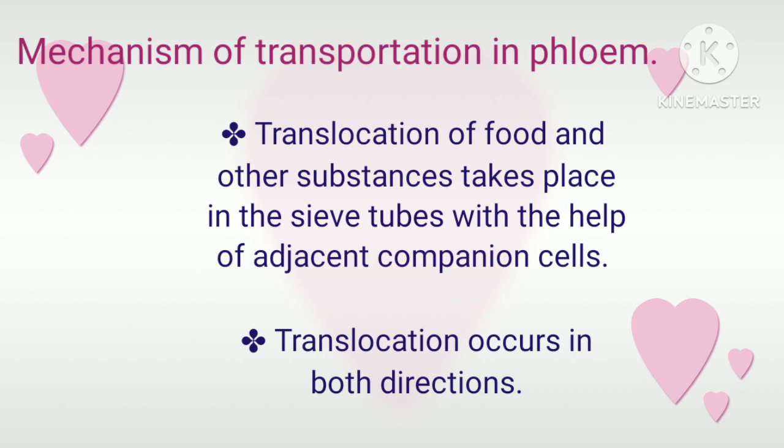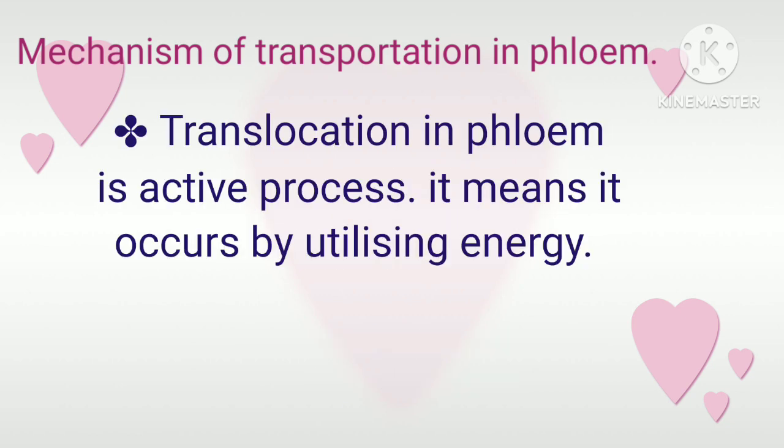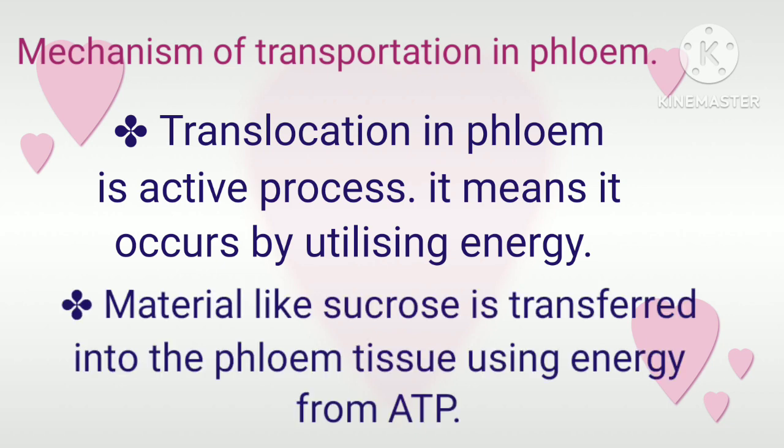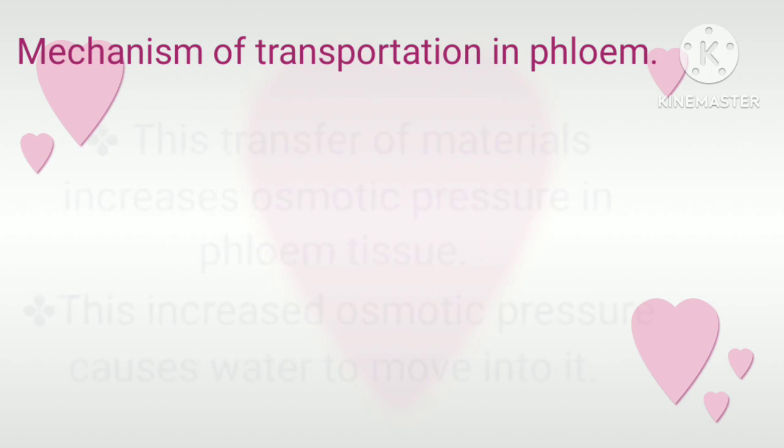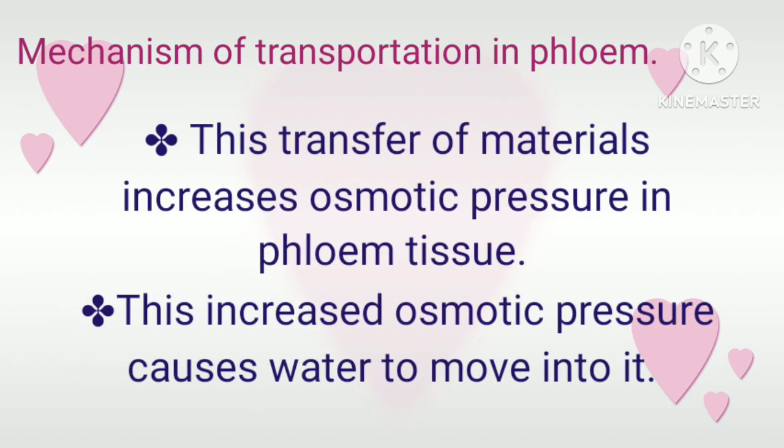Translocation occurs in both directions. Translocation in phloem is an active process. It means it occurs by utilizing energy. Material like sucrose is transferred into the phloem tissue using energy from ATP. This transfer of materials increases osmotic pressure in phloem tissue.